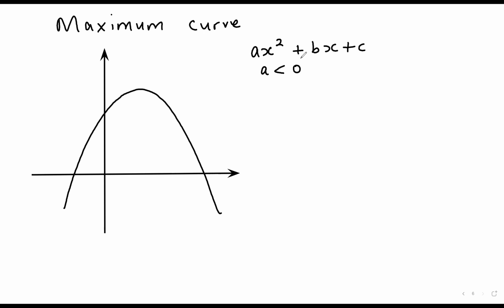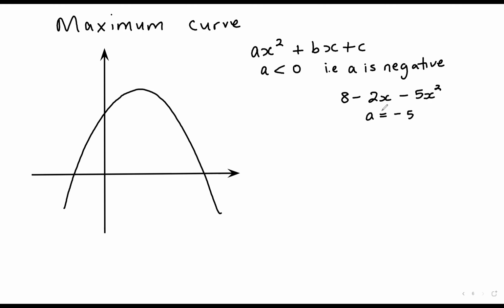That is, a is negative. So once you see a quadratic in which the a value, the coefficient of x squared, is negative, expect that you're going to have a maximum curve. So an example of a quadratic might be, let's say, 8 minus 2x minus 5x squared. So you see here, a in this case is negative 5, right? The coefficient of x squared is negative 5. It means that this quadratic will have a maximum curve.